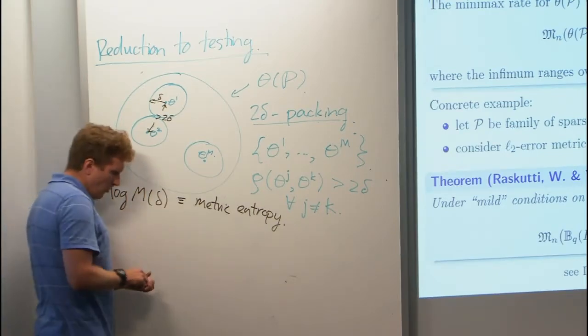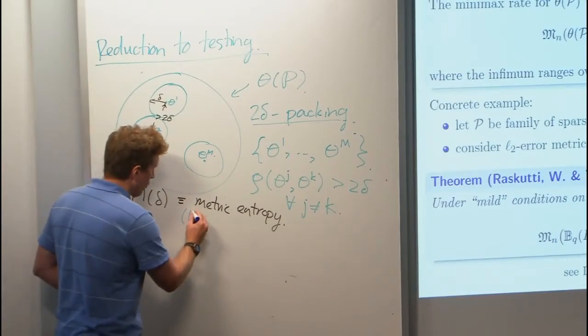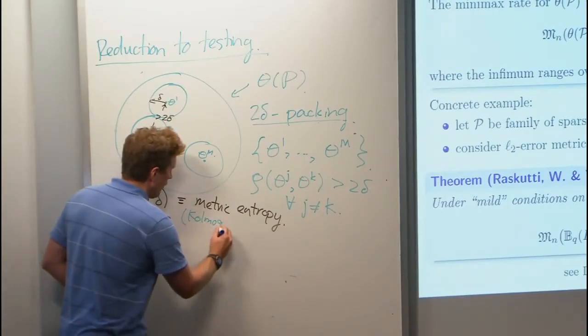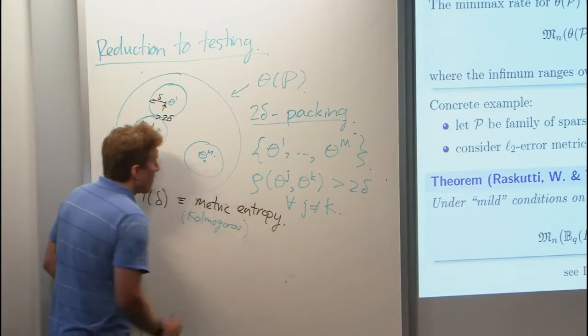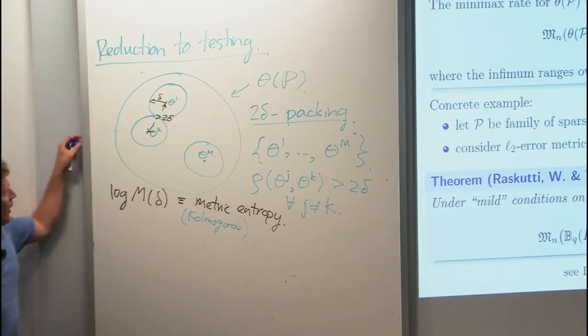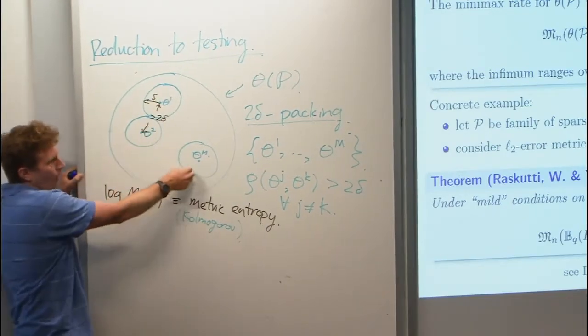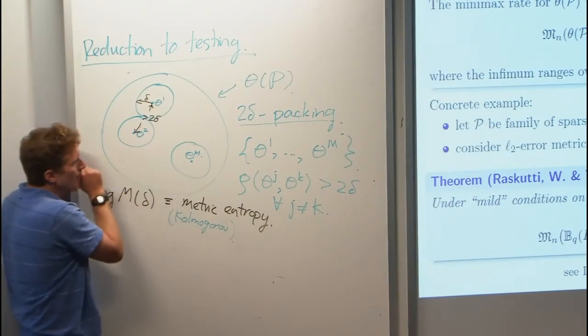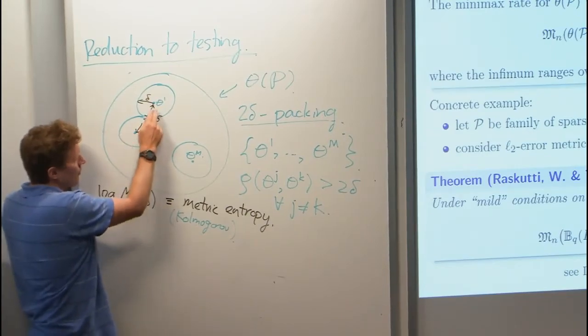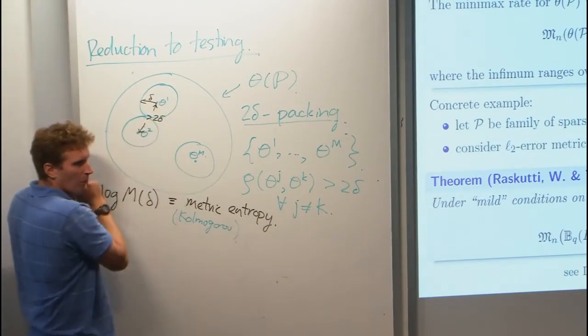Okay, so this kind of thing goes back, again, to Kolmogorov. It's studied a lot. Okay, so the idea now is I'm going to choose one of these ball centers uniformly at random. You can think there's an isomorphism between ball centers and probability distributions.